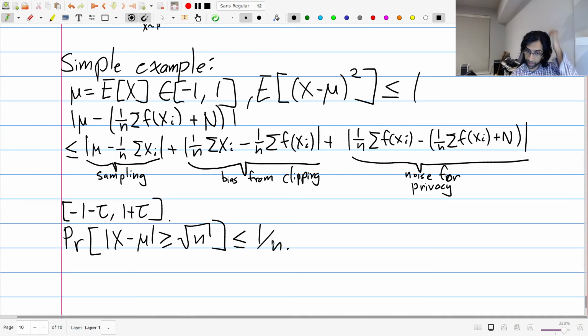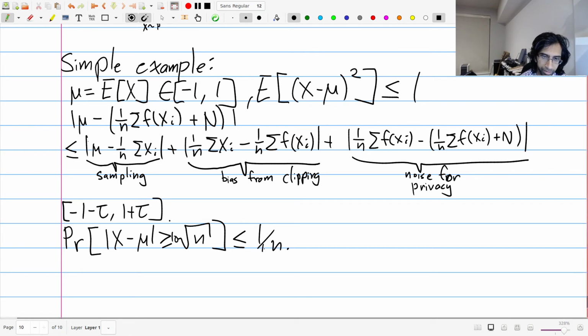This is the only thing we can say about a point here: that the probability that it lands more than square root n away from its mean will be 1 over n at most, just using Chebyshev's inequality. It's square root n standard deviations away, and this will be 1 over n probability. And in particular, if you put, say, a 10 here, this will be 100 here.